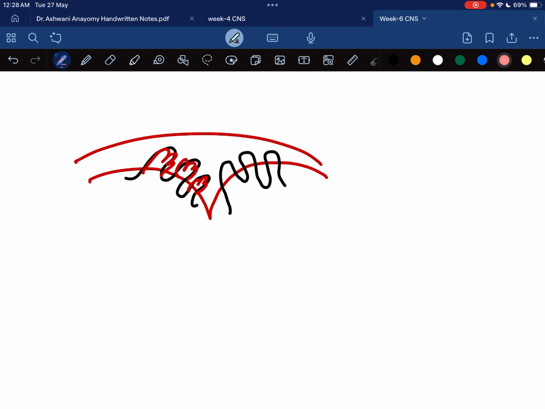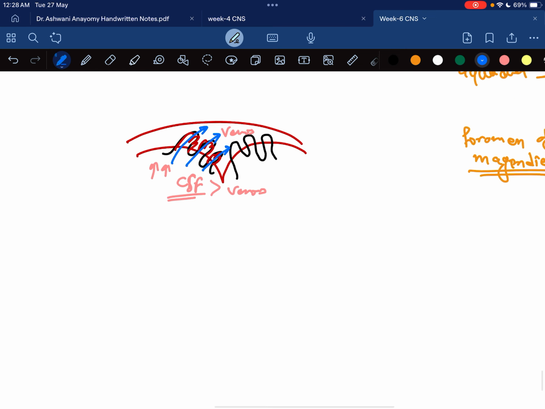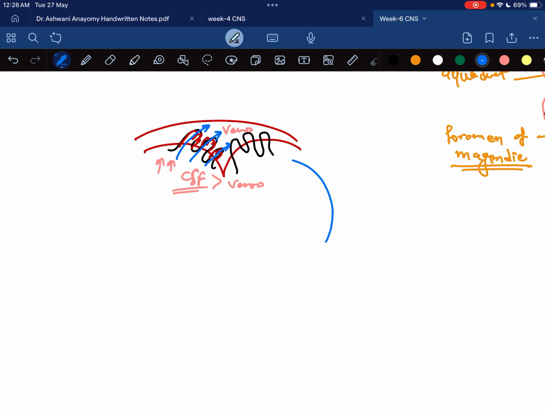If the pressure inside increases, the CSF pressure is more than the venous pressure. Here is the venous blood. So there is a capillary network that helps the CSF pass through into these venous sinuses, and there is a drainage system. So all the coming CSF is drained out from these venous sinuses.